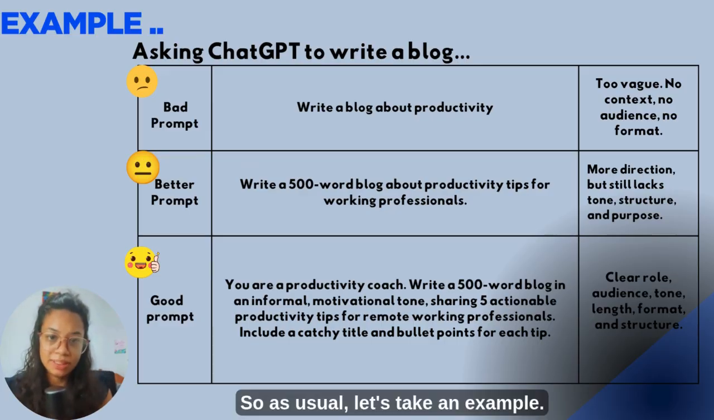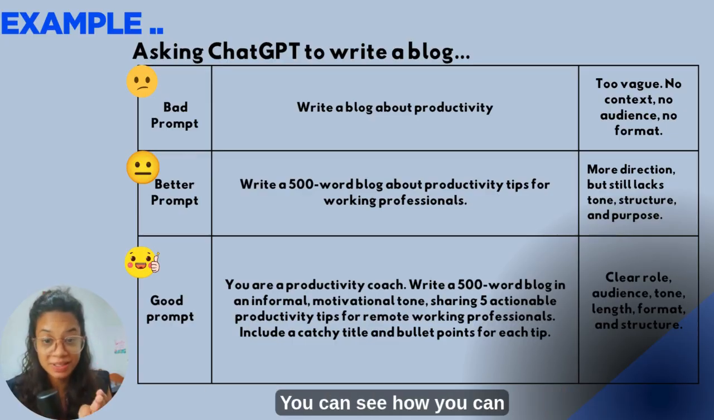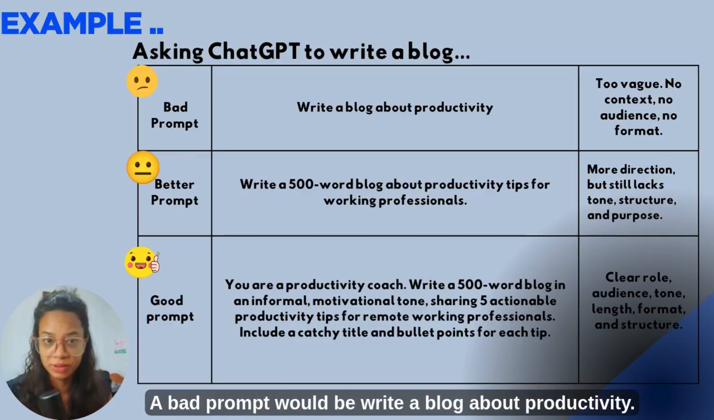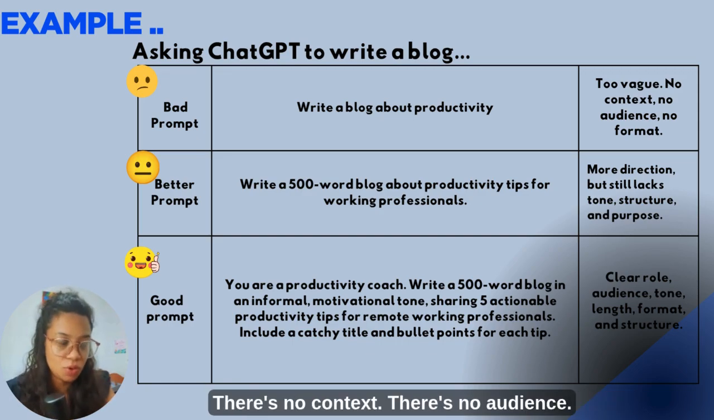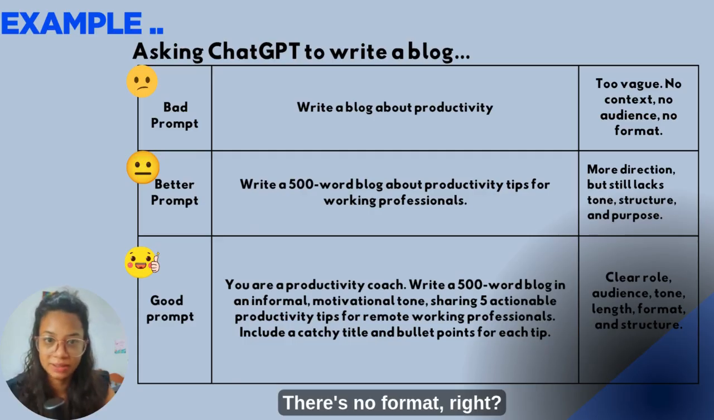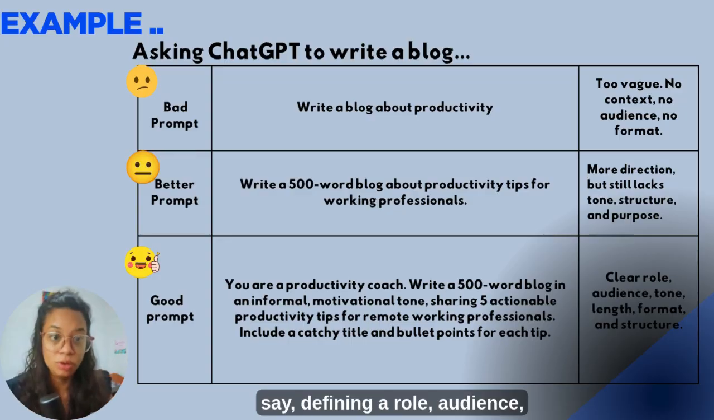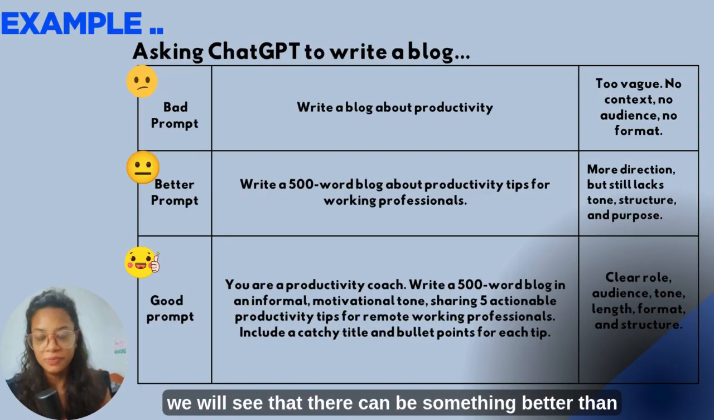As usual, let's take an example: asking ChatGPT to write a blog. Now you can see how you can make your prompt better. A bad prompt would be "write a blog about productivity." And why is it bad? Because it's too vague, there's no context, there's no audience, there's no format. Then you can start to make it better by defining a role, audience, tone, length, format, structure. So the last one, for example, is a good prompt. However, we will see that there can be something better than this.